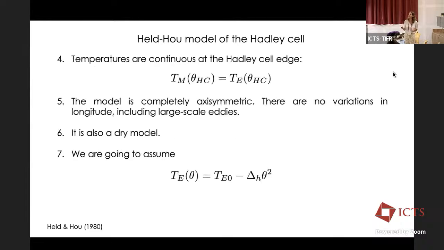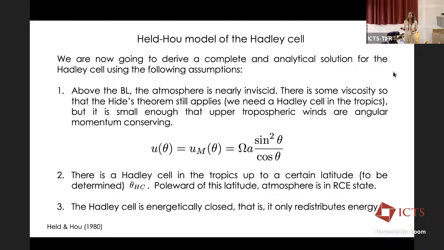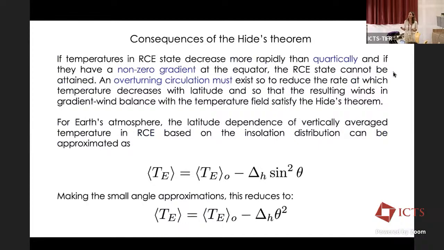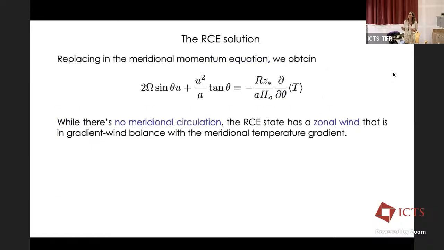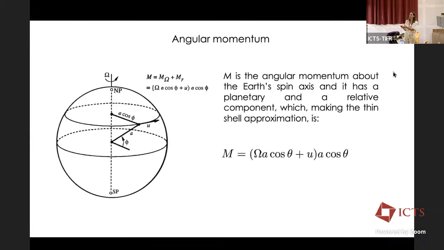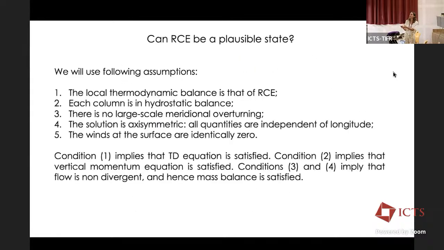Let me emphasize this important point. We are assuming that we know what the zonal winds are, which we're saying are the angular momentum conserving winds. We can integrate gradient wind balance in the meridional direction, and you make the small angle approximation. If you assume that your winds are the angular momentum conserving winds, you exactly know the meridional gradient of your temperature. And it turns out that temperature needs to decrease quartically with latitude. This is the most rapid behavior.